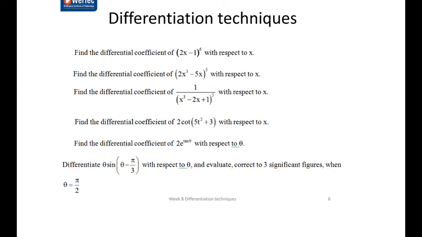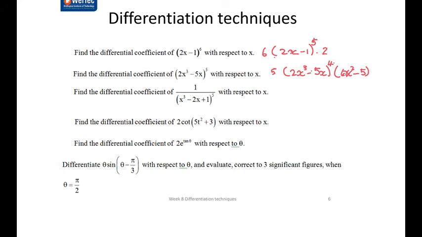Let's look at some of these and see which rules we have to use. For the first one, we would need to use the chain rule, so it would be 6 times 2x minus 1 to the power of 5 times the derivative of what's inside. Similarly, for the second one, it would be 5 times 2x cubed minus 5x to the power of 4 times 6x squared minus 5. That's an x.